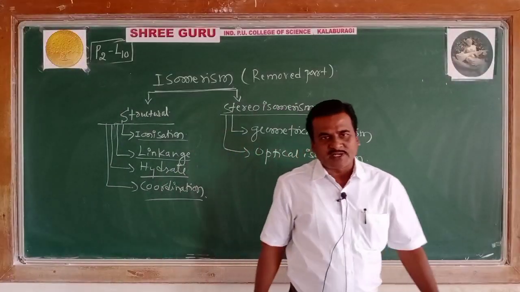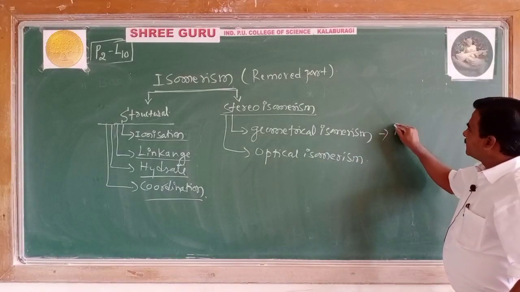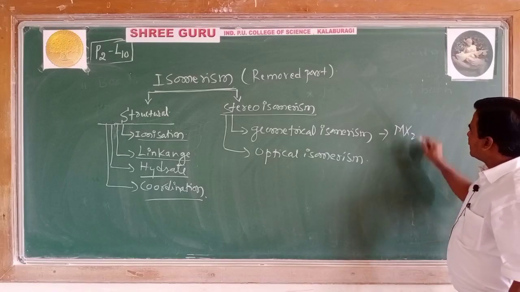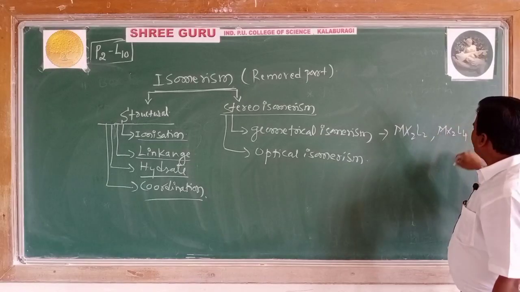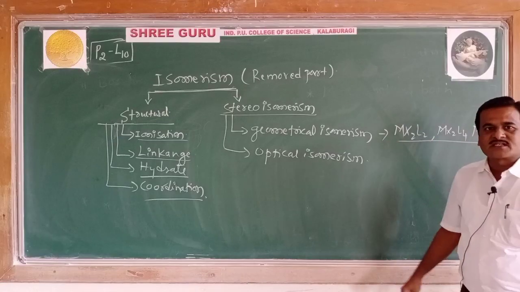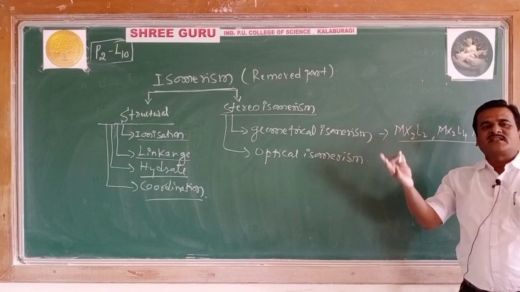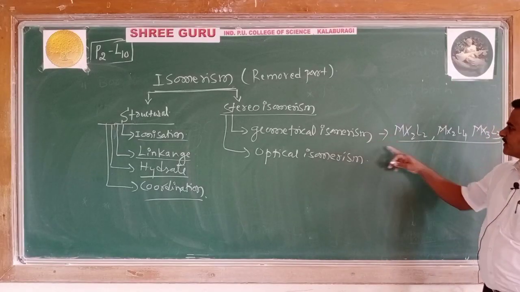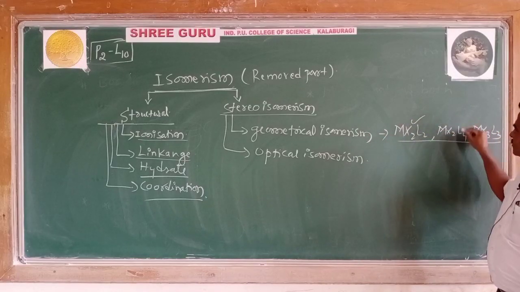Coming to geometrical isomerism. See, what is this geometrical isomerism? The complexes with the formula MX2L2, MX2L4, MX3L3. So these complexes do show geometrical isomerism. Geometrical means they differ in the spatial arrangement of ligands in a space. Spatial arrangement of ligands, they differ with MX2L2 formula, MX2L4.